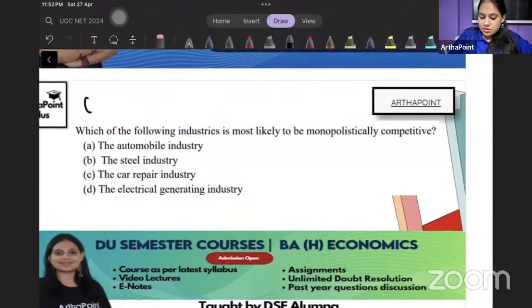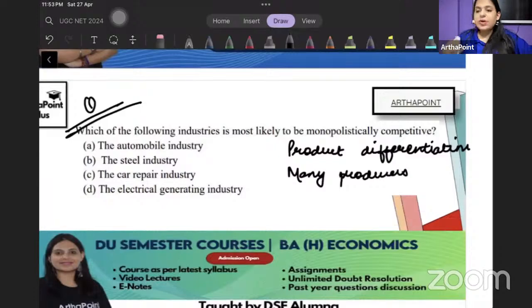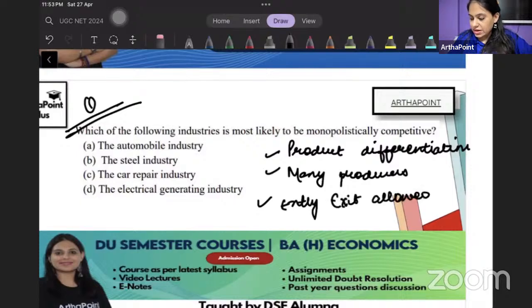Question: which of the following industry is most likely to be monopolistic competition? अब हमें क्या क्या देखना है monopolistic competition होने के लिए? Product differentiation, many producers, right? Entry exit allowed, right? अच्छा, एक और चीज है monopolistic competition की, that they depend a lot on advertisements.